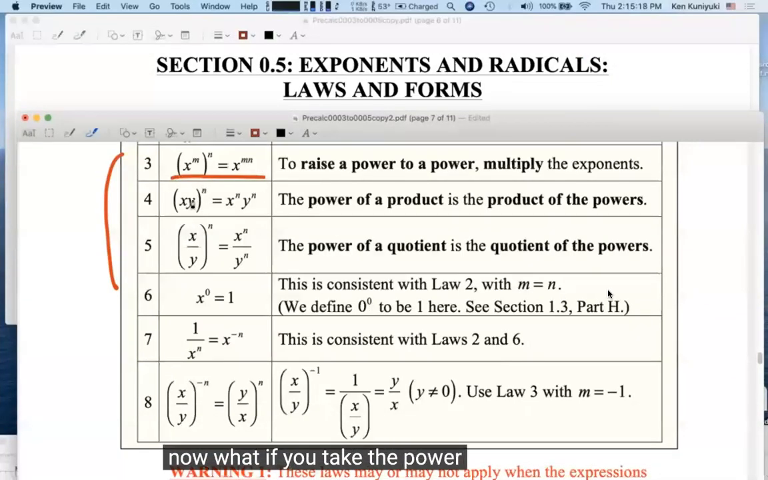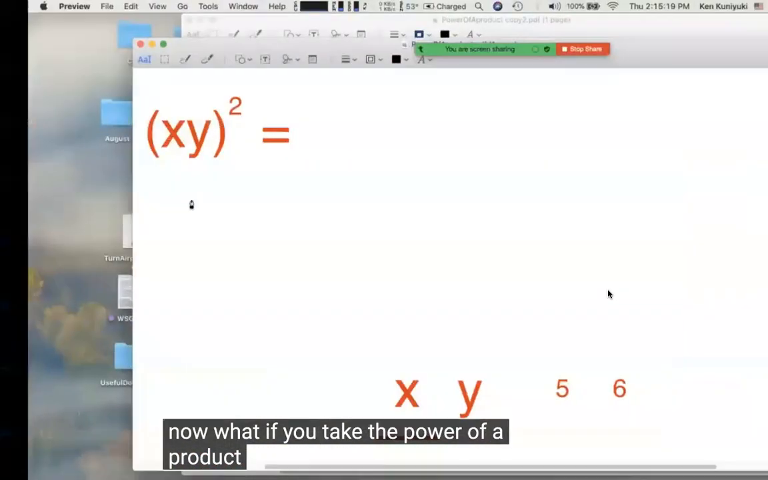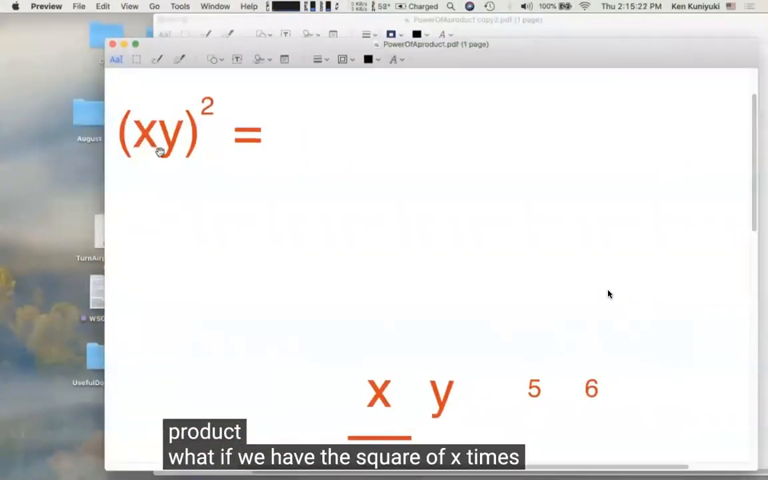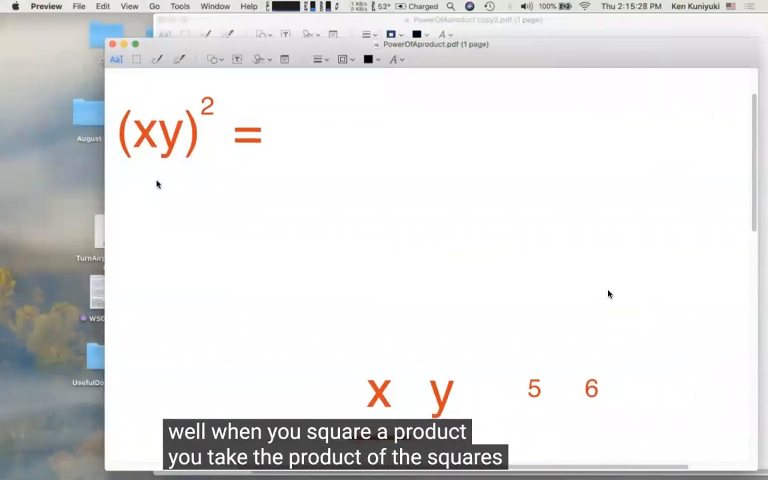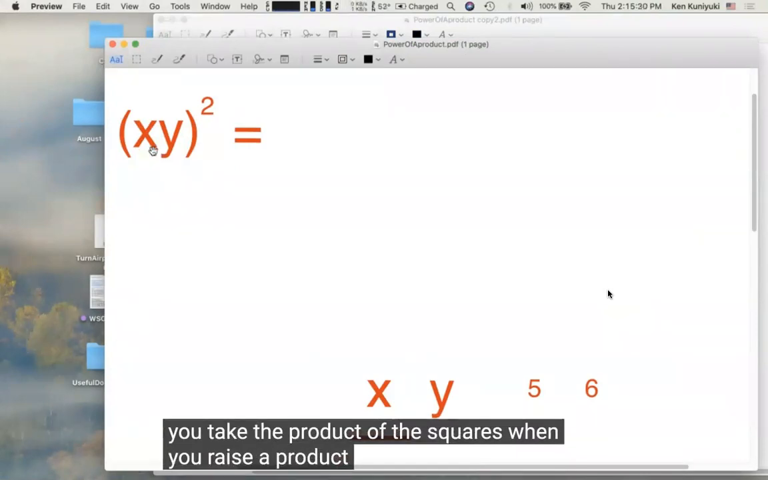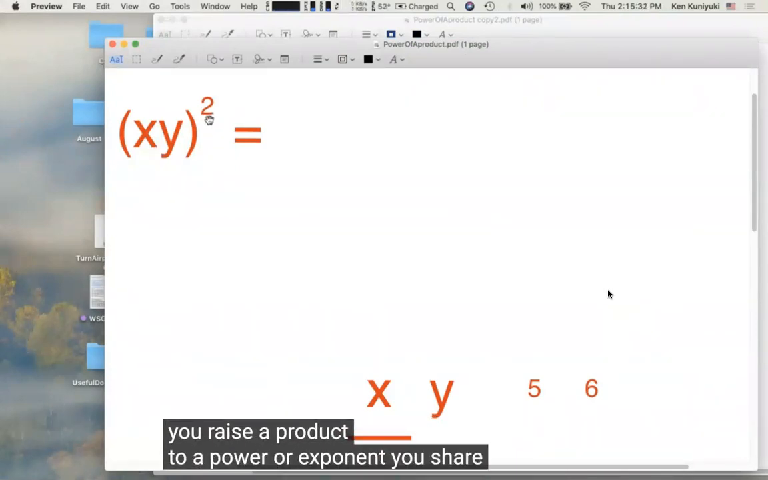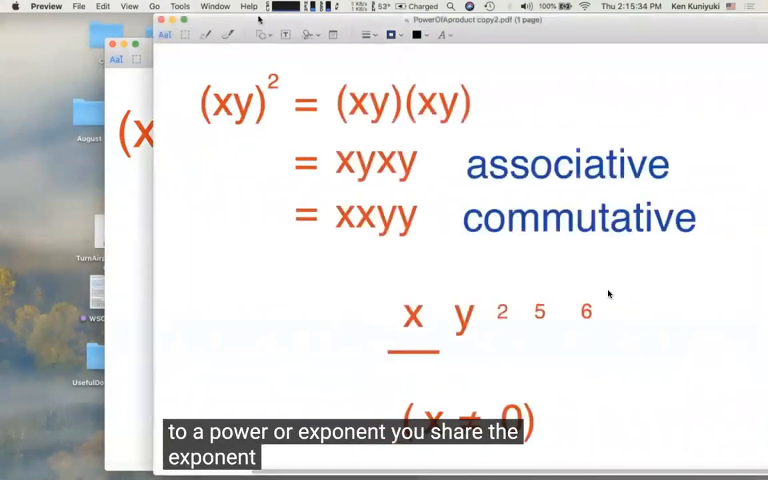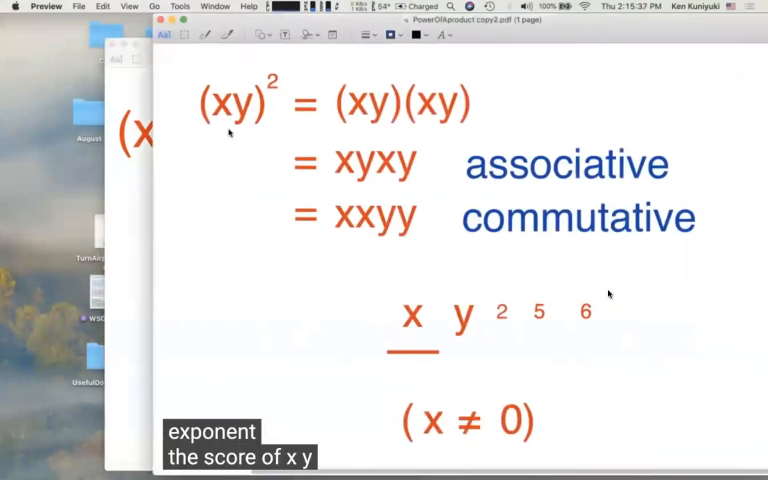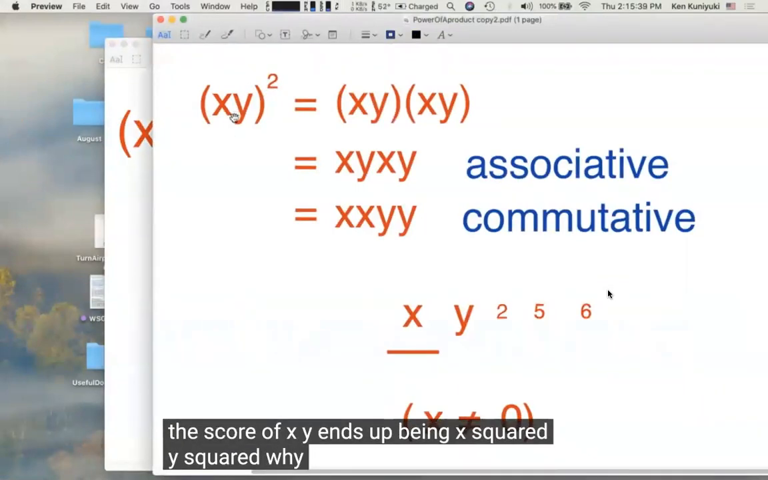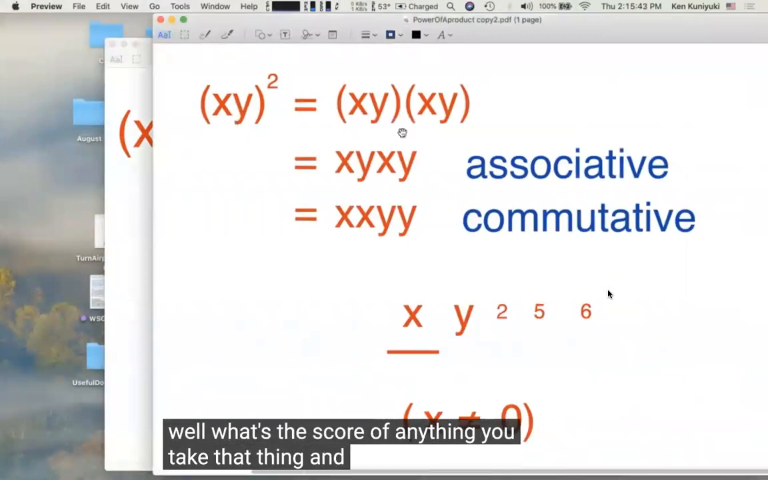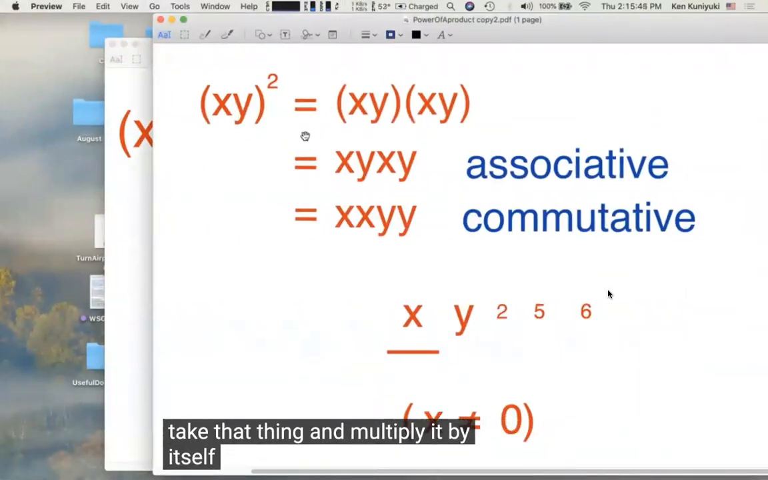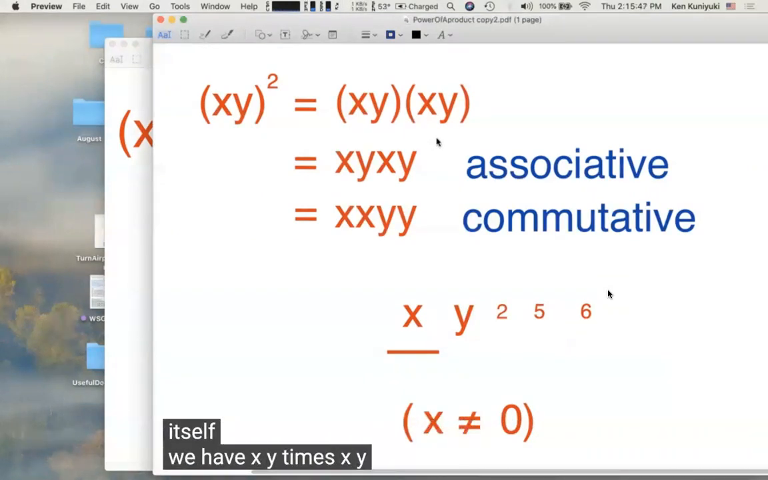Now, what if you take the power of a product? What if we have the square of x times y? Well, when you square a product, you take the product of the squares. When you raise a product to a power or exponent, you share the exponent. The square of xy ends up being x squared y squared. Why is that? Well, what's the square of anything? You take that thing and multiply it by itself. We have xy times xy.